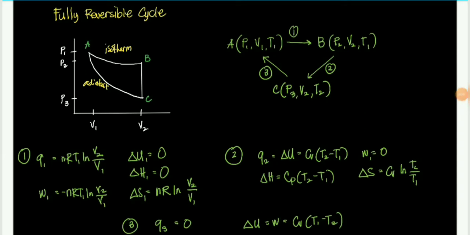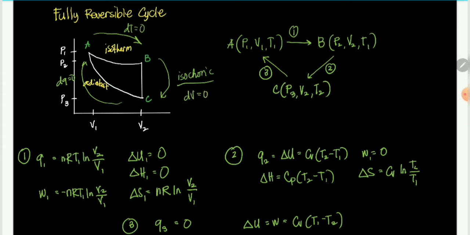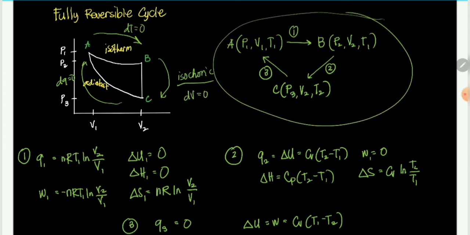So now let's proceed to the fully reversible cycle. So this is a type of cycle na lahat ng steps niya ay reversible. Okay? So in the cycle, we see that from A to B, meron tayong isotherm. So this is an isothermal process. From B to C, we have an isochoric process kasi this is at constant volume. Okay? And then finally, from C to A, meron tayong adiabatic process. So ibig sabihin, the dQ in this process is 0. So ito yung summary ng mga paths.